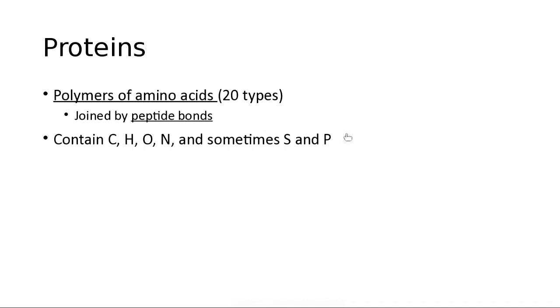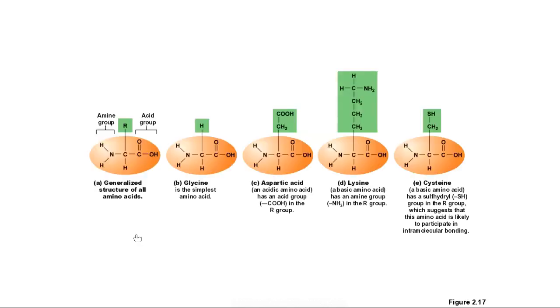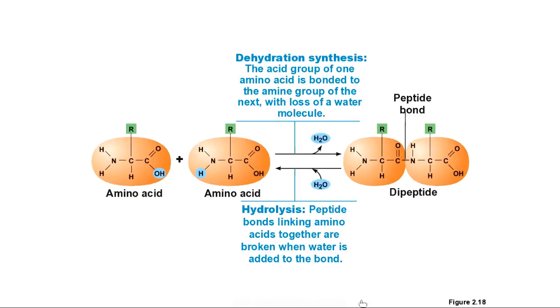Proteins are polymers joined by peptide bonds, polymers of amino acids, and there are 20 different amino acids. Carbon, hydrogen, oxygen, nitrogen, sometimes sulfur, and phosphorus. These are showing some general amino acids. And then you see they've had dehydration synthesis to put them together. They can be broken down by hydrolysis.